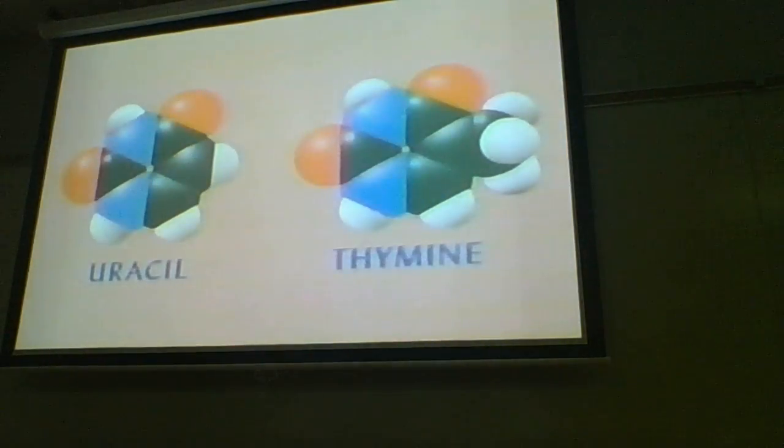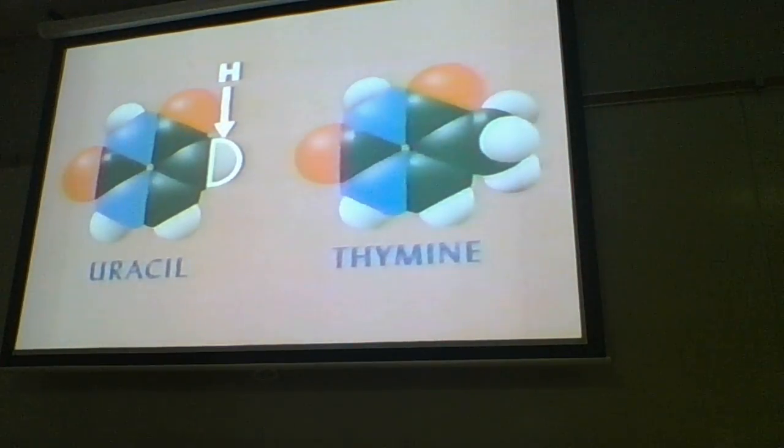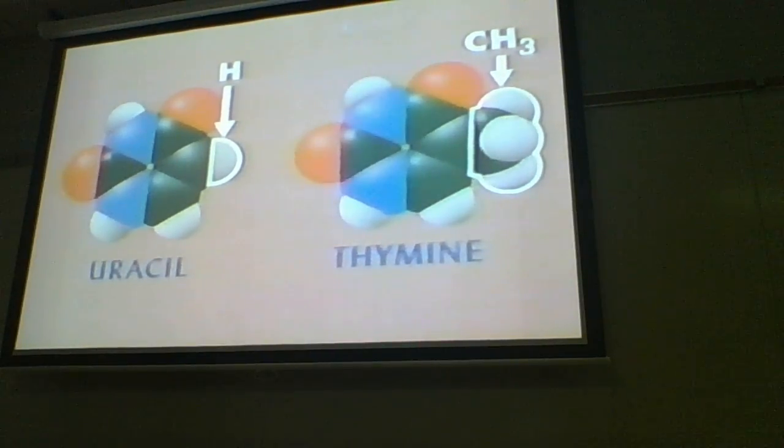When we examine the molecular structures of uracil and thymine, we find that there is but one position in which these structures differ. To convert uracil into thymine, a hydrogen atom here must be replaced by a methyl group such as this.